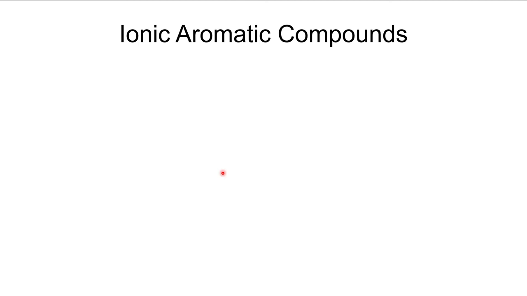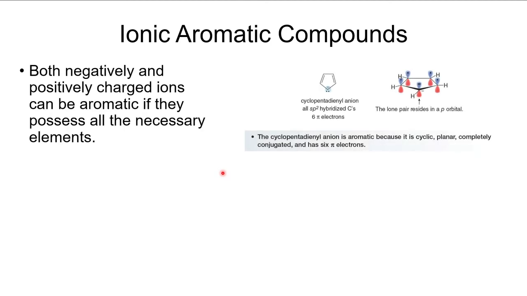We can also have ionic aromatic compounds. That is, we can have compounds where instead of having each carbon donate one electron, we can have an anion or a cation, and it can either donate 0 or 2 electrons. In this case, we've got cyclopentadienyl. So if we take cyclopentadiene and we deprotonate it, we're going to get the conjugate base of that, which is going to have a negative charge on carbon. Well, that negative charge ends up getting delocalized throughout the ring. It goes into a p orbital and spreads that electron density around the carbon.